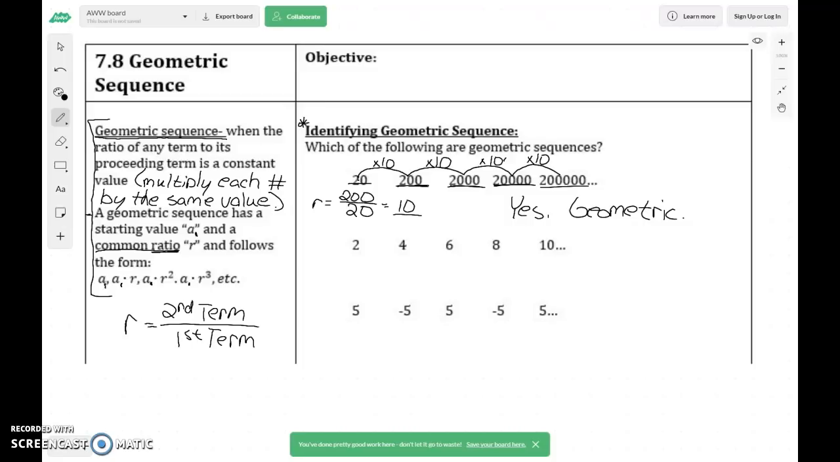So what I want you to do is take a second, pause the video, and see if you can work that problem, and then see if you can work the second problem. So work those two problems now.